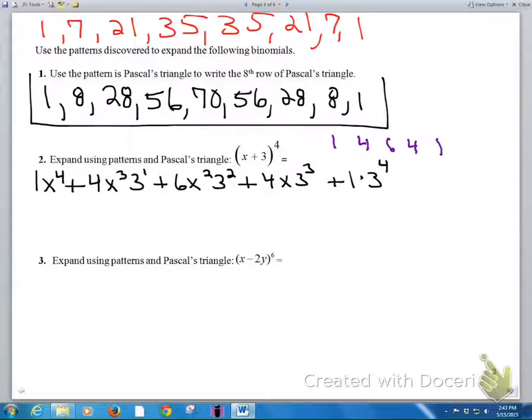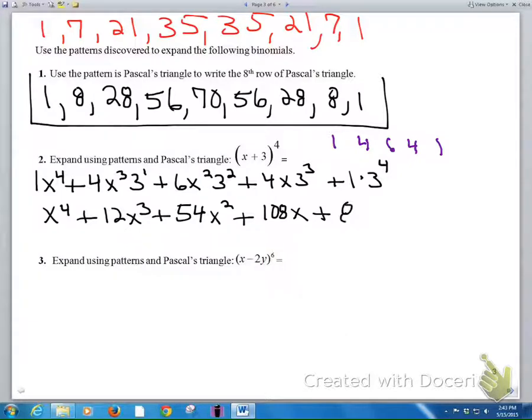Now, because the y term is 3, we've got to clean this up a little. So we don't need to write the 1 in front of 1x to the 4th. And then we need to multiply the 3 and the 4 together, and we got 12x to the 3rd. And then we need to square the 3, so you're going to get 9. And then 9 times 6 gives you 54x squared. And then 3 to the 3rd is 27. 27 times 4 is 108x.